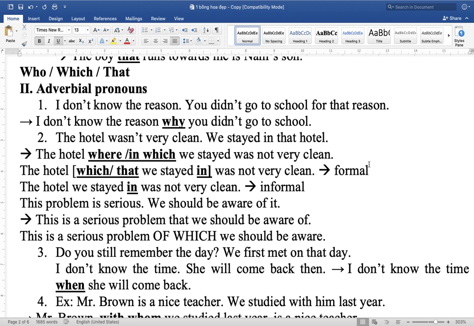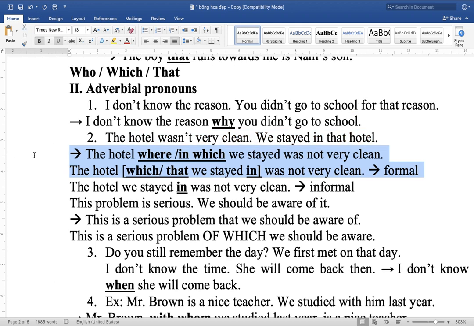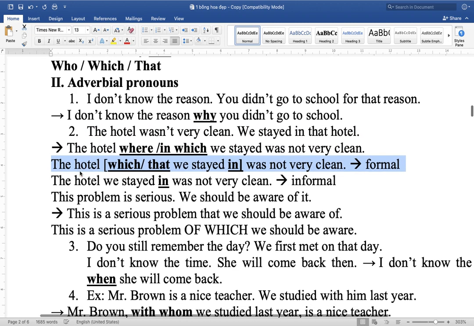And I would like you to focus on how to use it. The hotel which or that we stayed in was not very clean. Instead of using the hotel we stayed in was not very clean. The problem is serious. We should be aware of it. So this is a serious problem that we should be aware of. This is one way, okay?